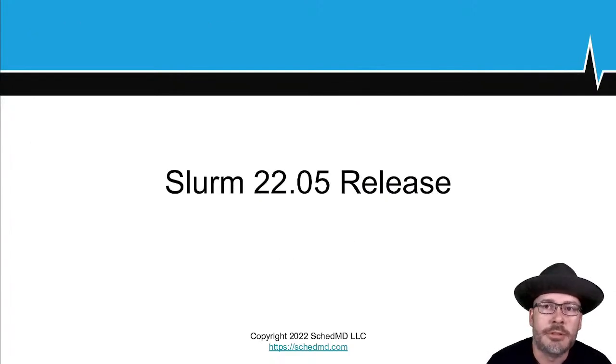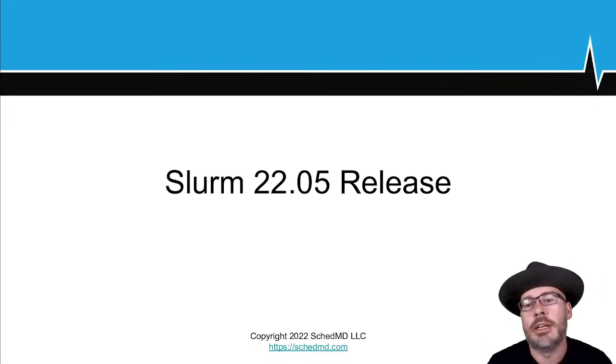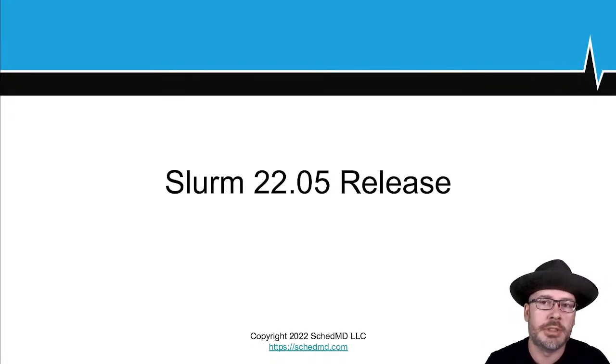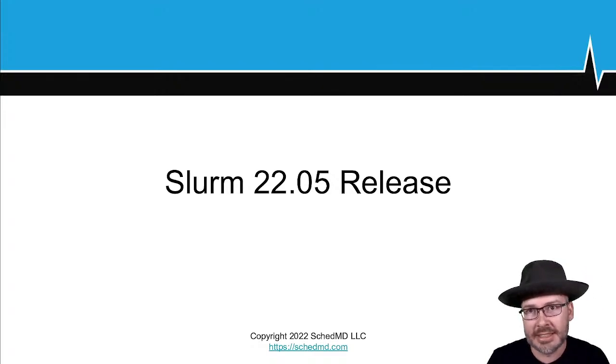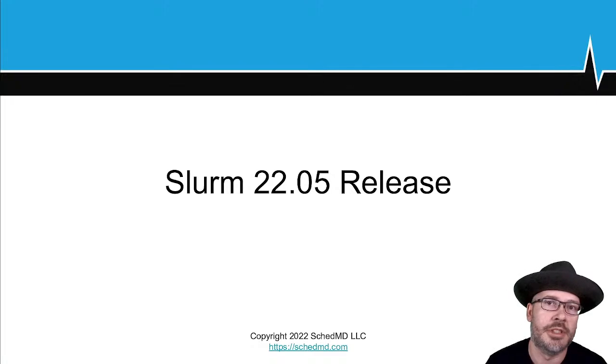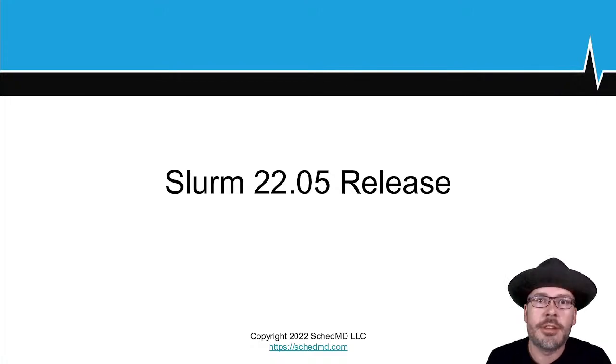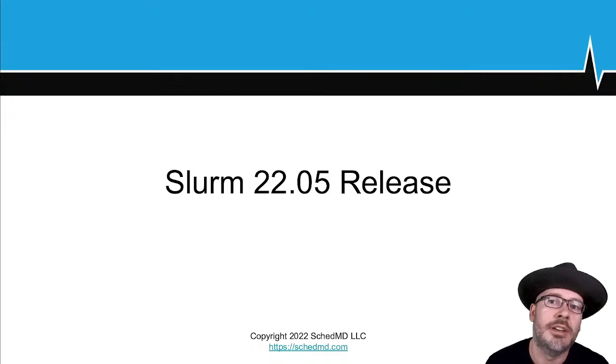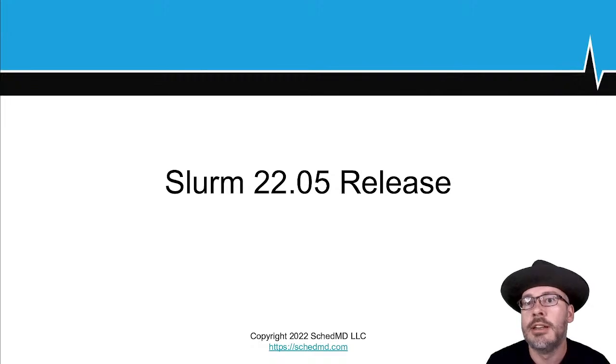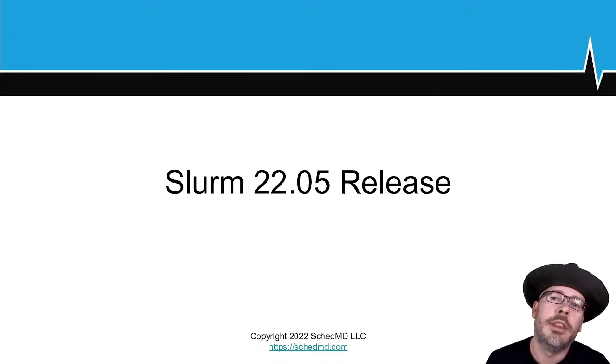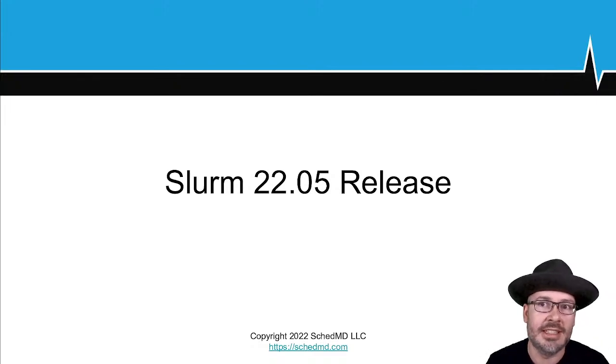So we made the 22.05 release back in May. As a lot of you may know, Slurm is released on a 9-month cadence. And that 9-month cadence is baked right into our version numbers. Slurm 22.05 was released in the 5th month of 2022. That's where the version number comes from. The next version will be 23.02. That is February of 2023. And that will be followed by 23.11 in the following November.